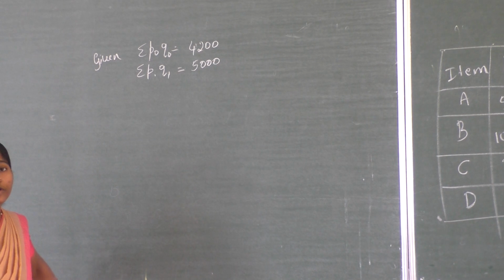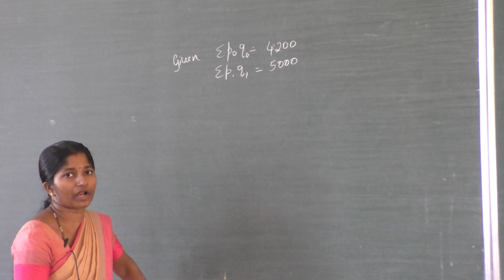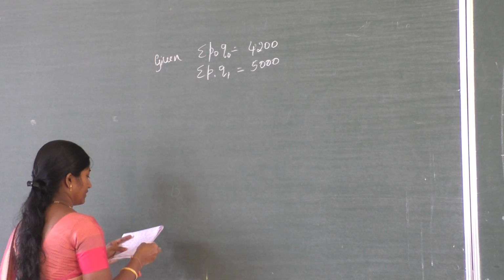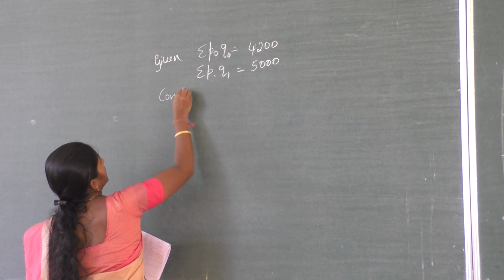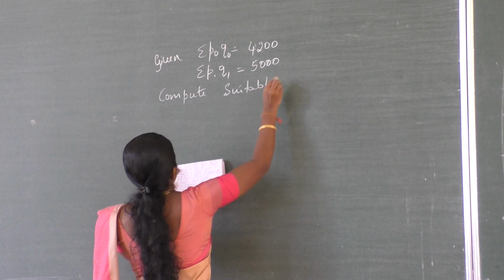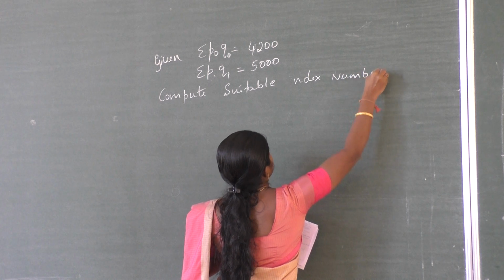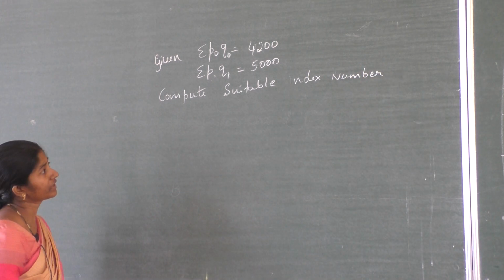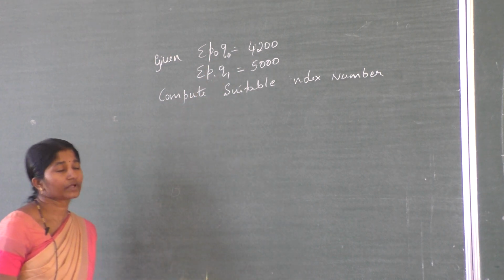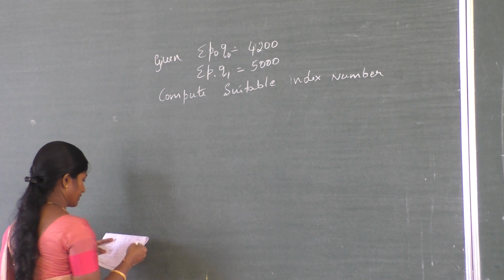Sometimes they do not tell us whether we have to find the value, price or quantity index, but by seeing this we have to identify that this is the value index number. Compute the suitable index number. Here the base and current year are both given, therefore this is the value index number.